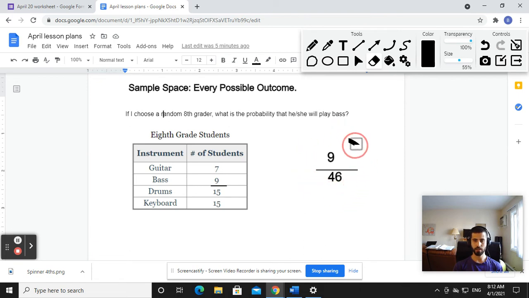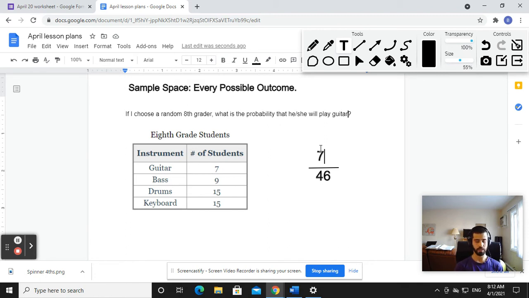Let's say, what if we're looking for what the probability is that the student will play guitar? Well, we still have the same number of students, 46, but there's a different number of students who play guitar than there are who play bass. So only 7 of the students play guitar. So 7 out of 46 would be the probability that the random student will be a guitar player.